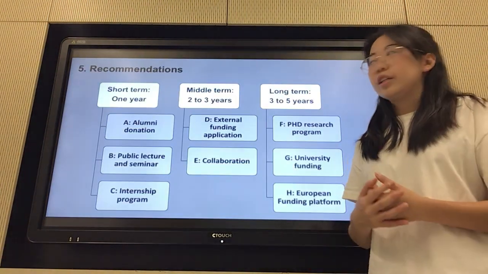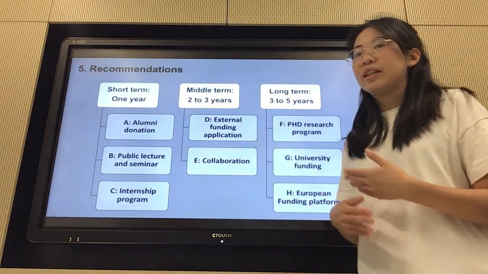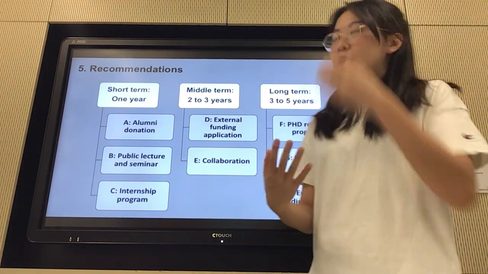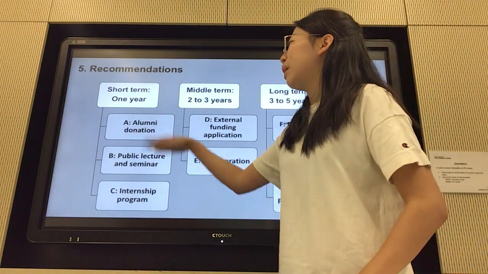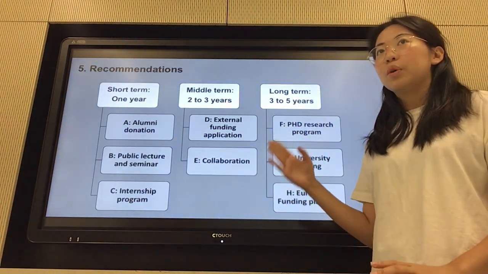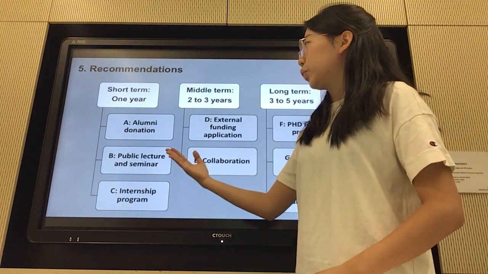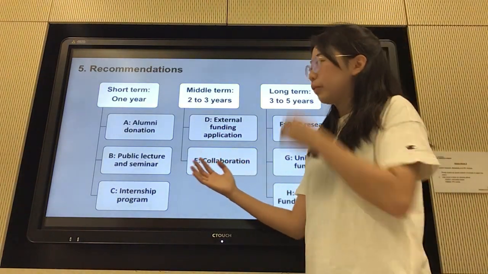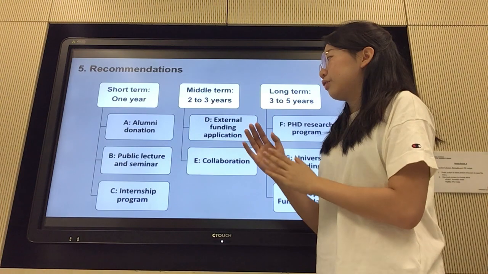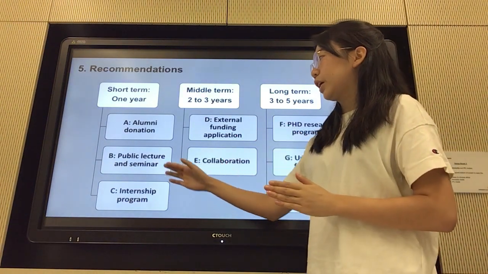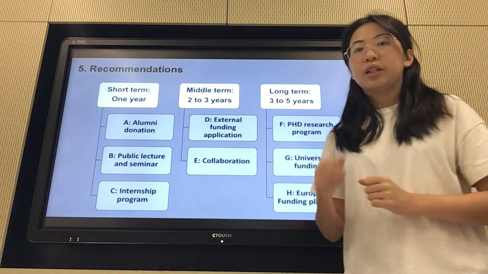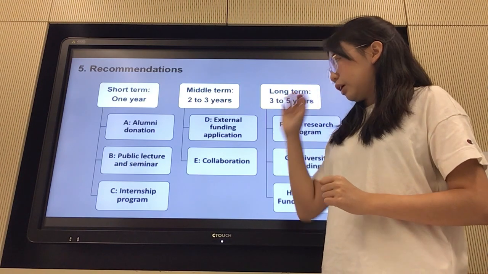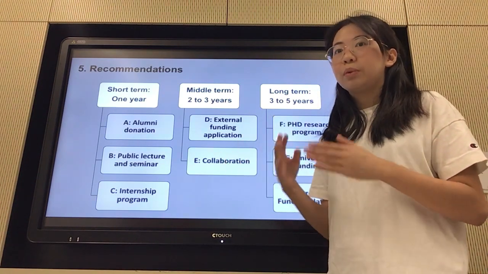In the next part, after I benchmark and gain more opinions and insight from different stakeholders, I make my recommendations for the Jean Monnet Center. Firstly, in the short term, I think alumni donation is the most efficient and safe course, earning donations from alumni with the support of the Alumni Center. And with the influence and advantage of Professor Club, he can give more public lectures and seminars to increase the influence of European research and European topics to attract more potential funders.